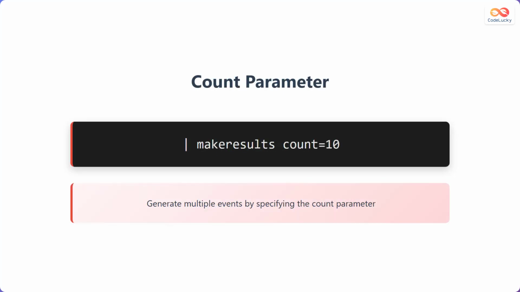To generate multiple events instead of just one, you can use the count parameter. By adding count equals 10 to your makeresults command, you instruct Splunk to create 10 synthetic events instead of the default single event. The count parameter accepts any positive integer value, allowing you to generate as many test events as needed for your specific use case.